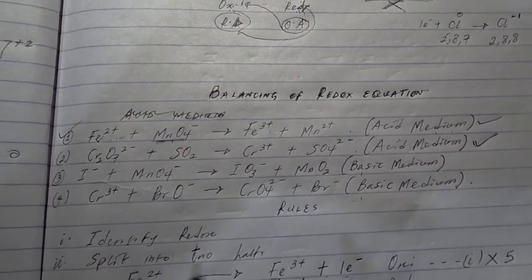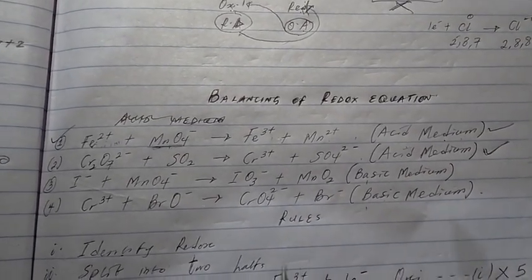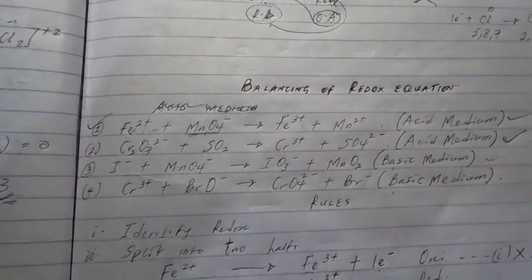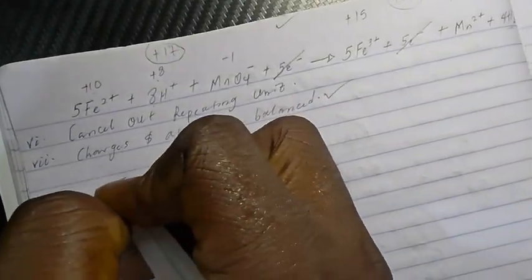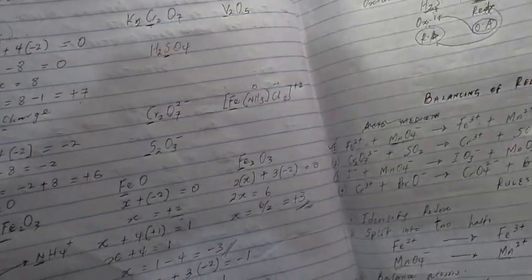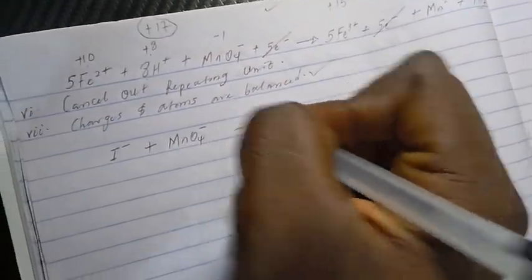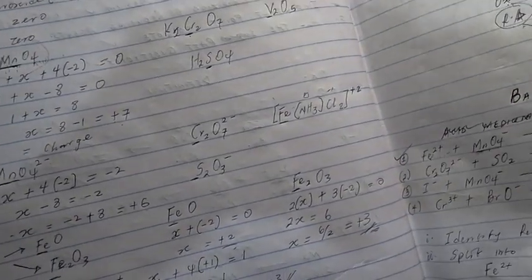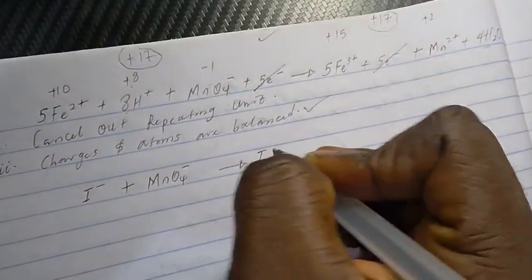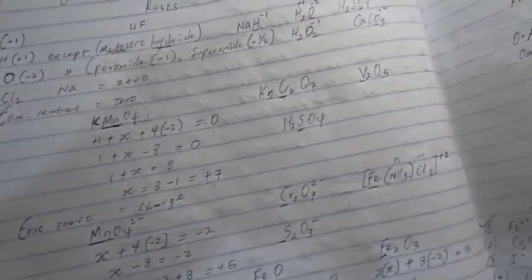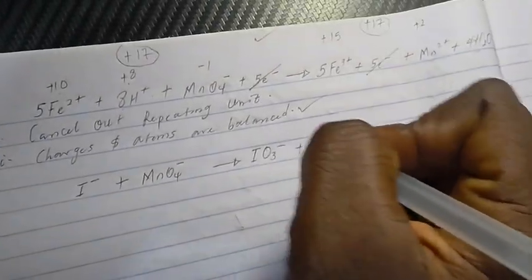Then let's go for the basic medium quickly. So in order to balance in basic medium, let's check it out. Let me pick one of the examples. So that's I minus plus MnO4 minus to give IO3 minus plus MnO2. So now we have to balance this one in basic medium.